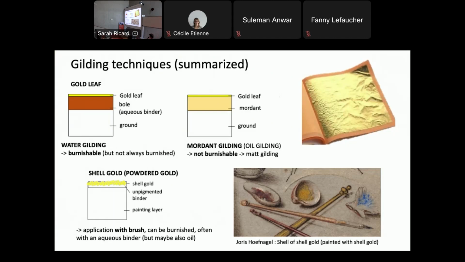And it's named shell gold because this mixture of powdered gold with Arabic gum was often conserved in small shells, as you can see here, which is why it is named shell gold from very early on.